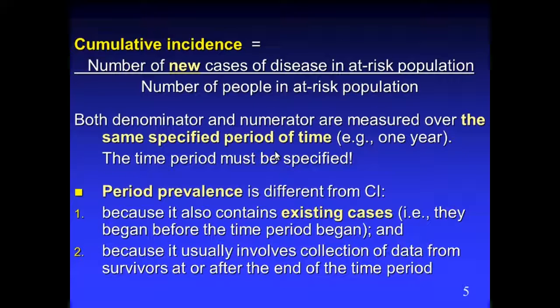And also, the other thing about period prevalence, usually the information to calculate it is collected from people who are survivors at or after the end of the time period that's elapsed. In other words, cumulative incidence measures new cases, so somehow it's monitoring the population as cases occur, but period prevalence usually involves data collected at the end of that period, and then just looking back, and it includes those existing cases. So that's the distinction, although until you become familiar with these, it's easy to confuse the two.